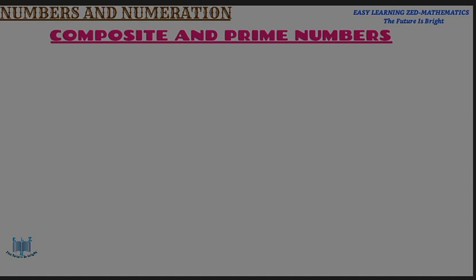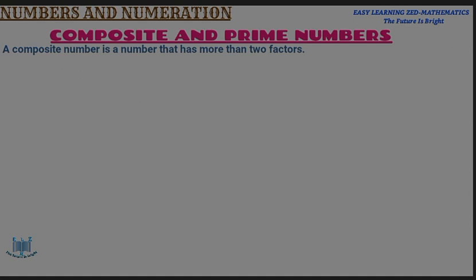So let me start by defining what a composite number is. A composite number is a number that has more than two factors. So we tell that this is a composite number when we look at its factors. If the factors are more than two, that is a composite number. If they are less or equal to 2, that means it's not a composite number.